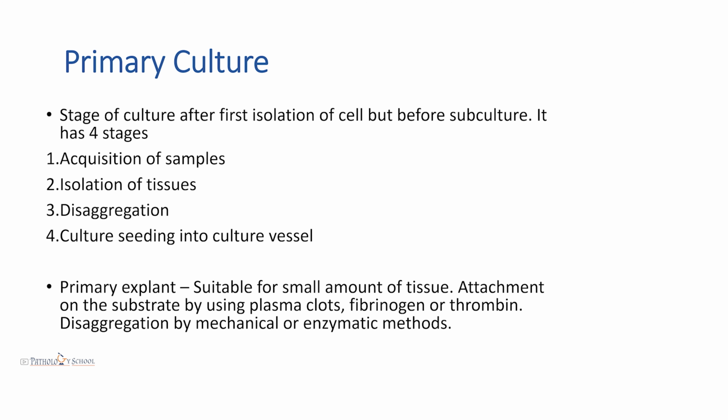So in a vessel, we need the cells to stick to the vessel wall. For that, we need a substrate. This substrate is taken similar to the ground matrix which we see in our body. So it can be plasma clots, fibrinogen, thrombin, type 4 collagen in 3-dimensional models. And disaggregation is nothing but mechanical or enzymatic separation of each and every cell after we have taken a small biopsy or the tissue from an organ for our culturing method.